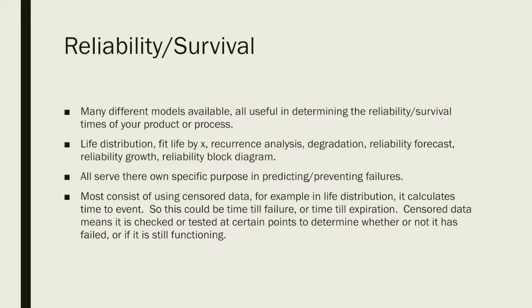They all serve their own purposes, specifically for what you're looking for. Most of these use sensor data. For example, the life distribution calculates time to event. So this could be time till failure or time till expiration. But yeah, censoring this data will be in some cases a 0 if you checked it and it didn't fail, a 1 if it did fail, or simply you could check and censor it and be like, all right, at this point, this is at what level we're at.